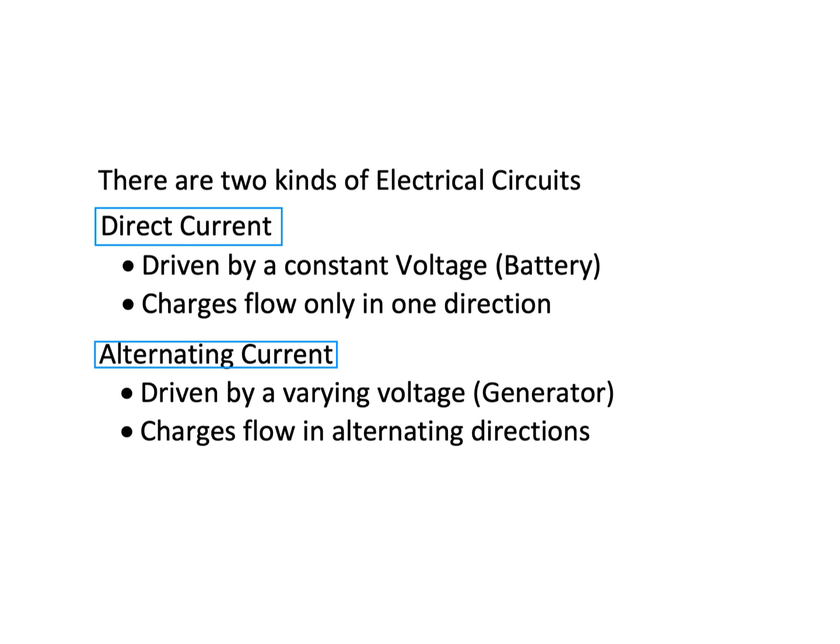My power supply has a little knob on it. It lets me turn up 1.5 or 3 or 6 or however many volts I need. So that is the characteristic of a direct current circuit. The voltage is constant. The other thing that's characteristic of a direct current circuit is the charges all flow only in one direction. Now, an alternating current circuit is driven by a varying voltage. The voltage is increasing and decreasing regularly. And the consequence of that is charges flow in alternating directions.